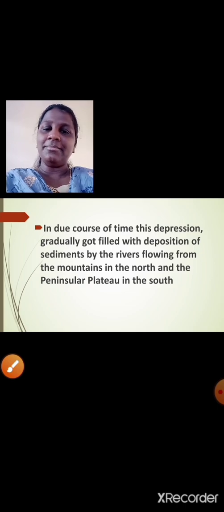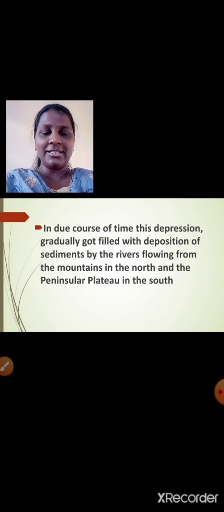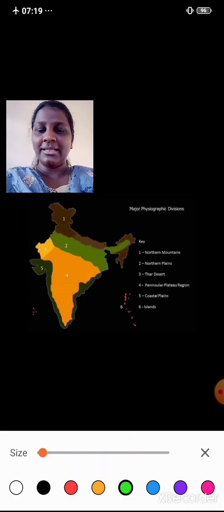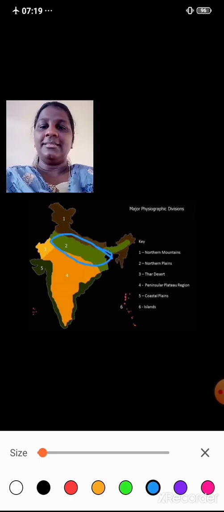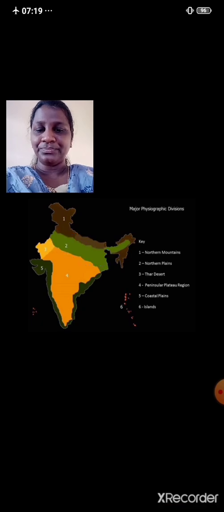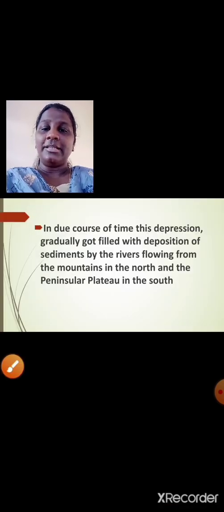In due course of time, this depression gradually got filled with deposition of sediments by the rivers flowing from the mountains in the north and the peninsular plateau in the south. So, which area they are talking about? Just now we have seen, right? This portion. Yes, this portion got filled up with the sediments brought by the rivers flowing from the mountains in the north and the peninsular plateau in the south.